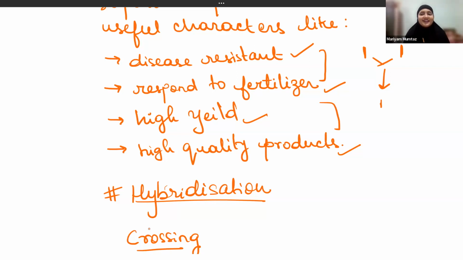We are doing this because one plant contains some good characters, and another plant contains some other good characters. Now if we cross them together, meaning we make them fertilize, then the new plant which will be formed after reproduction will contain two good qualities from this plant and two good qualities from this plant. So it will have four good qualities. Will it be superior now? Right, it will be superior.